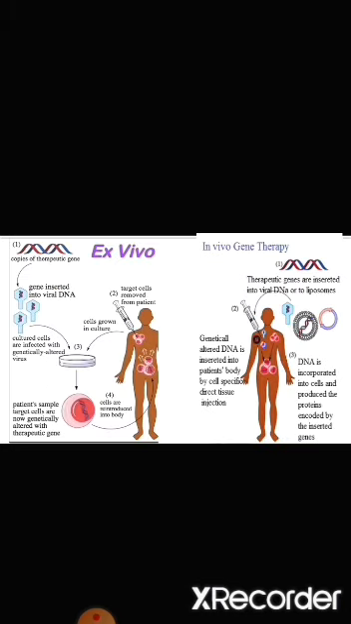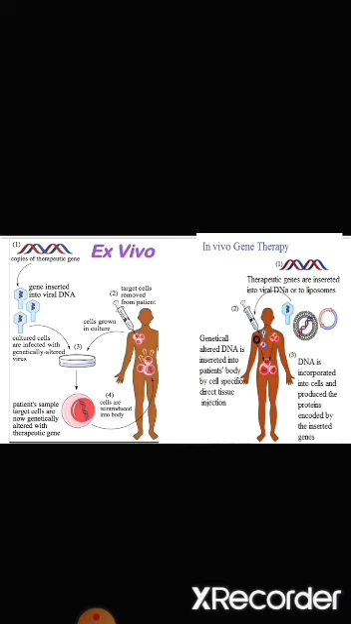So in ex vivo strategy, the copies of the therapeutic gene are inserted into the viral DNA. Then target cells are removed from the patient and grown in a culture. Then these cultured cells are infected with this genetically altered virus. Now the target cells are genetically altered with the therapeutic gene. Then these cells are reintroduced into the body. That is the ex vivo strategy.